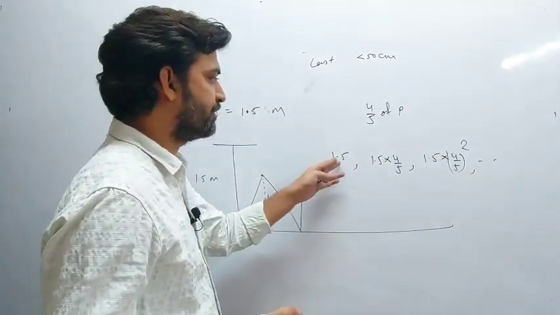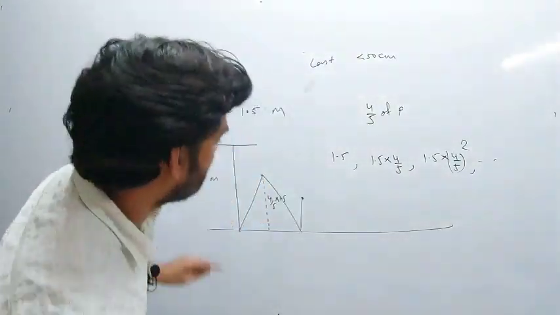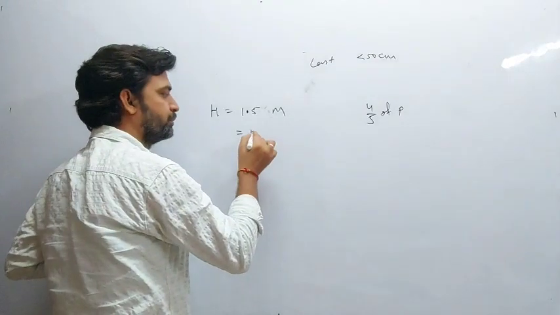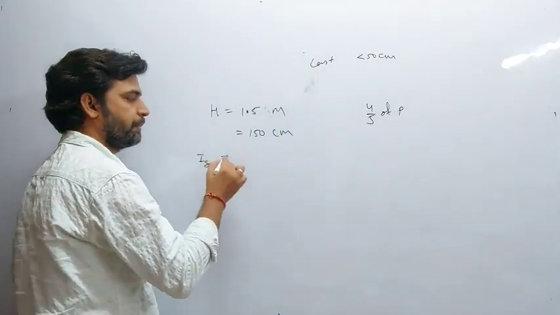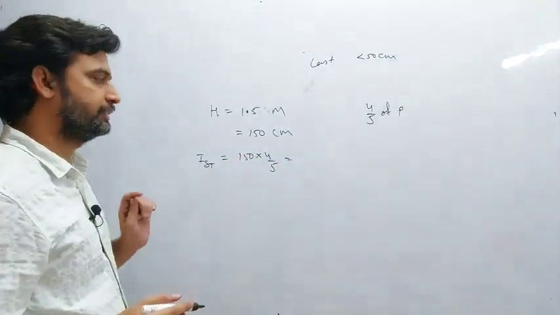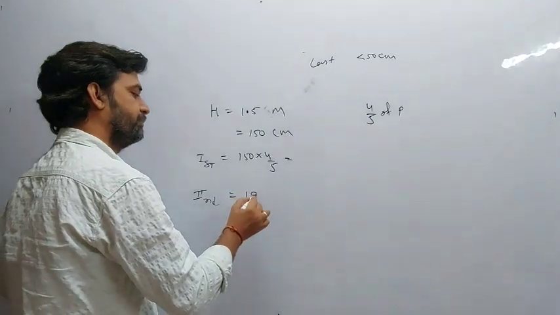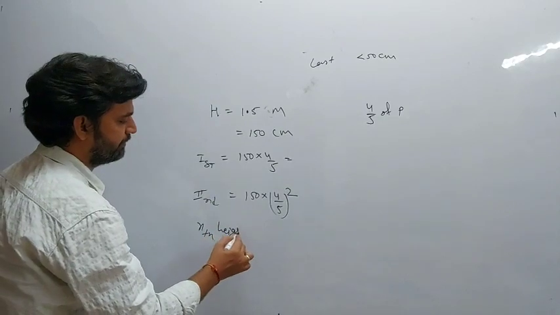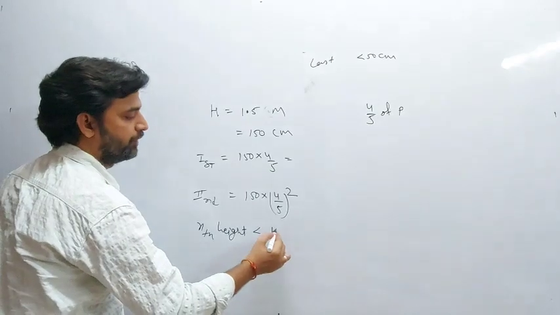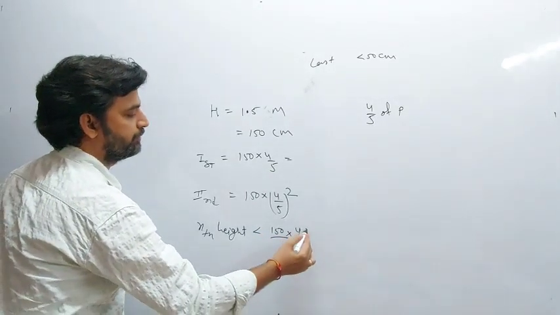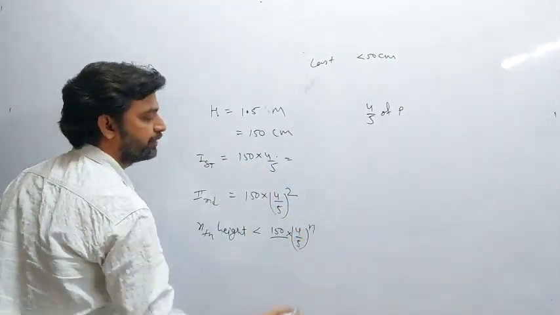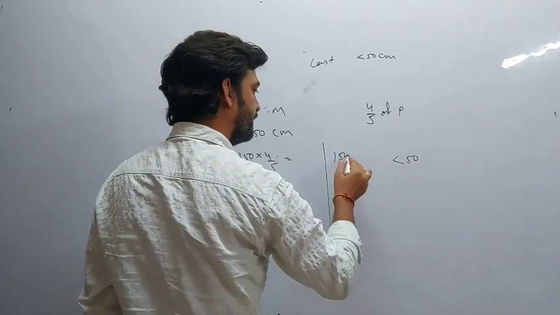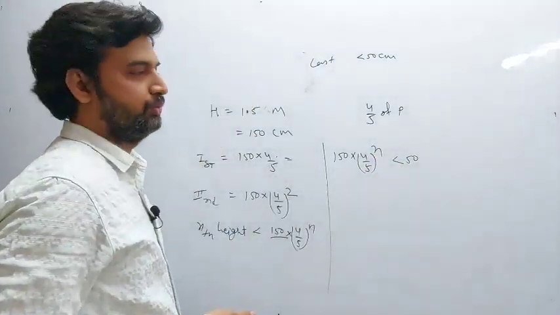So what I'm doing is converting that 1.5 into centimeters. 1.5 meters is equal to 150 centimeters, right? So the first height is 150 into 4/5, right? The second height is 150 into (4/5) whole squared. So the nth height is 150 into 4/5. Second means power 2, first means power 1, so n means power n, and it should be less than 50. So 150 into (4/5) power n is less than 50 centimeters.